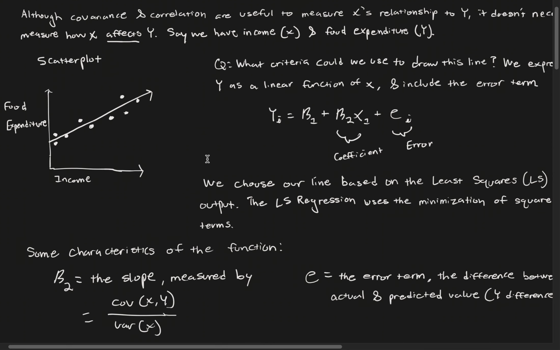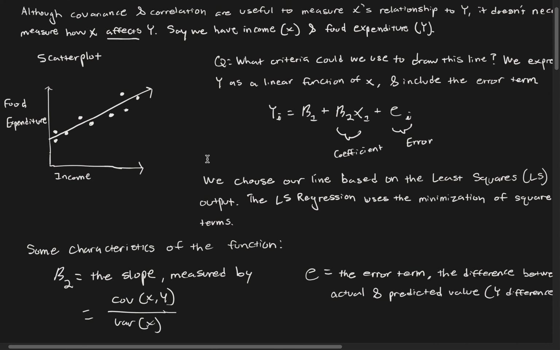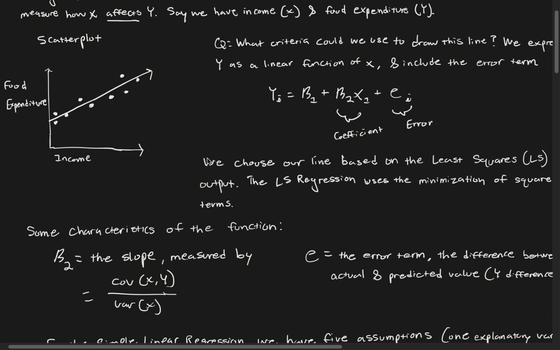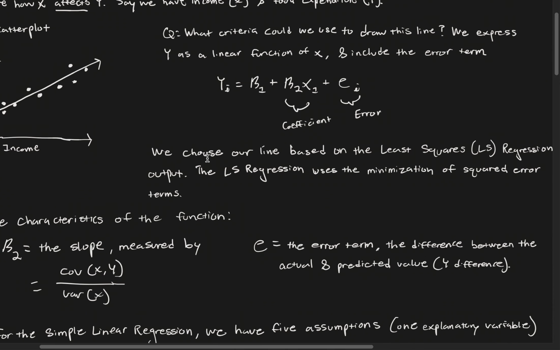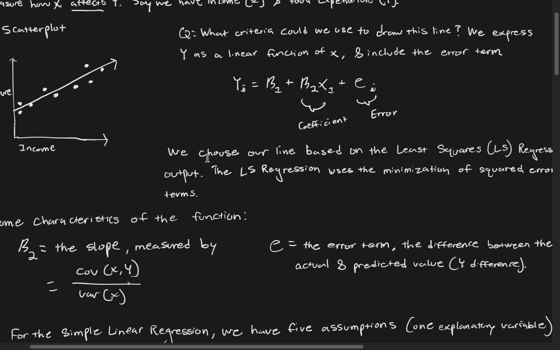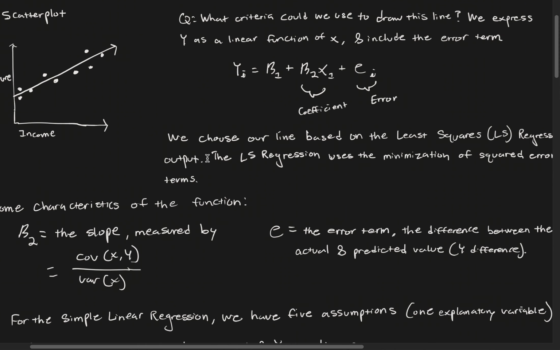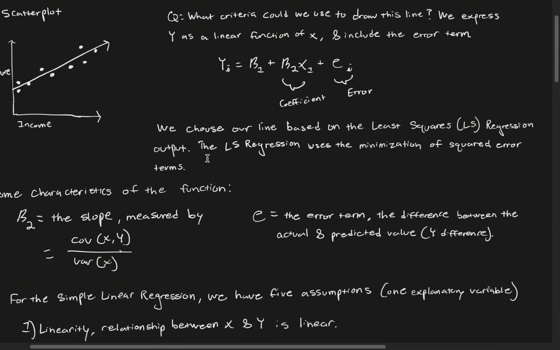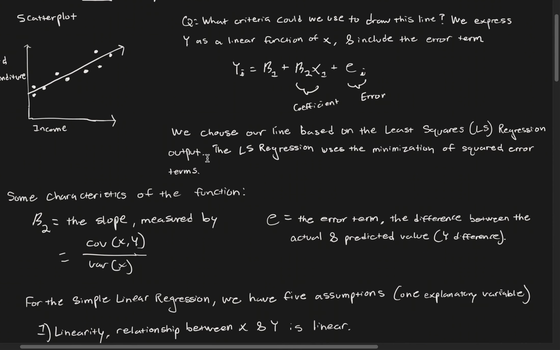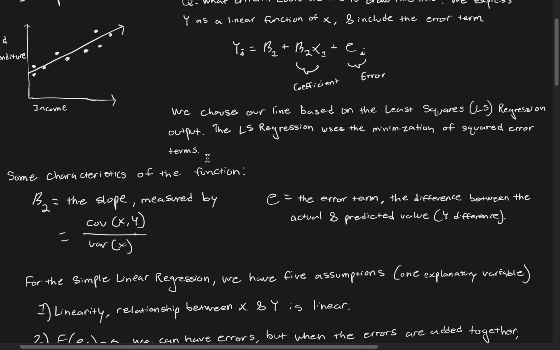That is given by y equals beta 1 plus beta 2 x1 plus the error term. This line is actually chosen based on the least squares regression output, short for LS. The LS regression minimizes the squared error terms. I'll get back to what that means later, but just know that for now because it's very important.